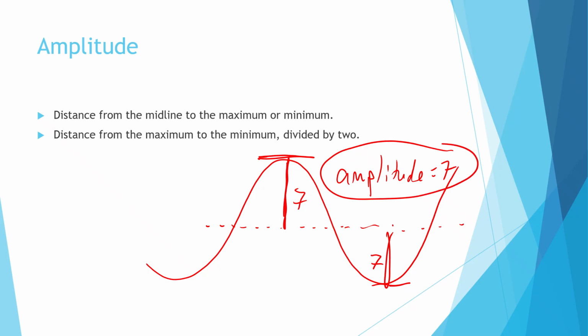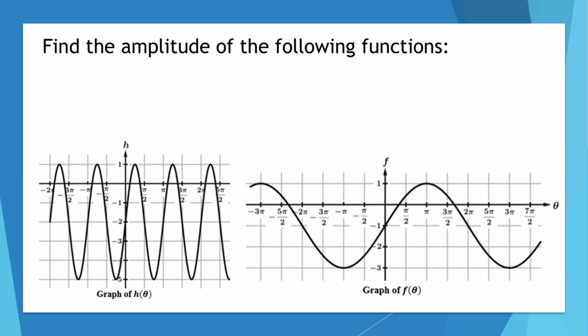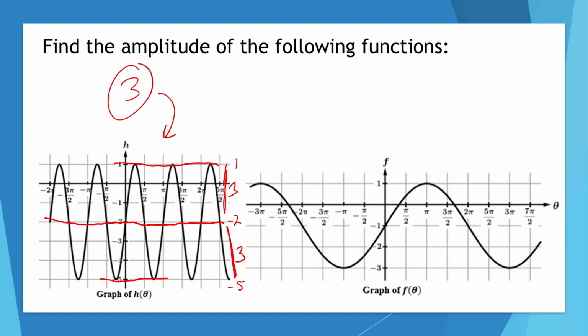And so basically what you can do is look at this distance right here to get 7, or you could take the total height of the graph, which in this case would be 14, and divide it by 2 to get your amplitude. So let's start by finding the amplitude of these following functions. Here our midline is at -2, our maximum is at 1, our minimum is at -5. So this is 3 apart, this is also 3 apart. So our amplitude for this function should be 3.